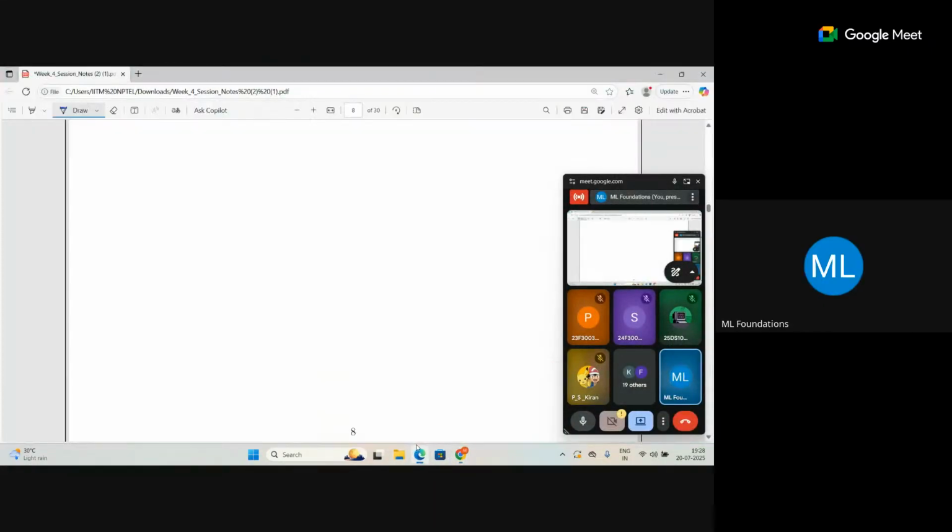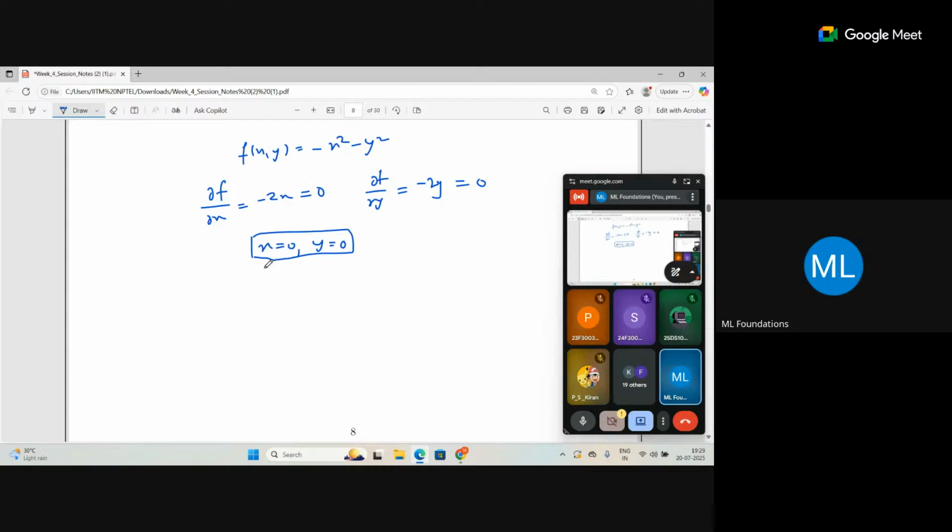Minus x square minus y square. Now I'll solve this equation. After that, I will not solve maybe for next questions. So my del f by del x equals minus 2x, then del f by del y equals minus 2y. To find the stationary points, we have to equate them to 0. So the stationary point will be x equal to 0 and y equal to 0. This is my stationary point.